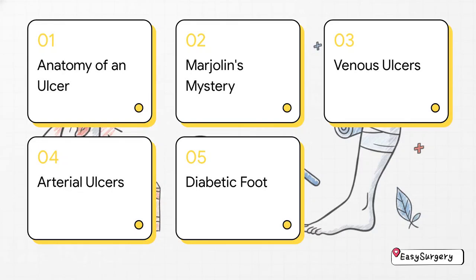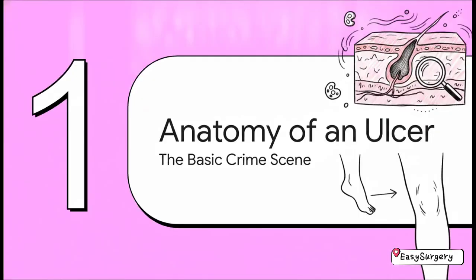We're going to open 5 distinct case files today: anatomy of an ulcer, the Marjolin's mystery, venous ulcers, arterial ulcers, and finally, the trophic and diabetic foot. Section 1. Anatomy of an ulcer.